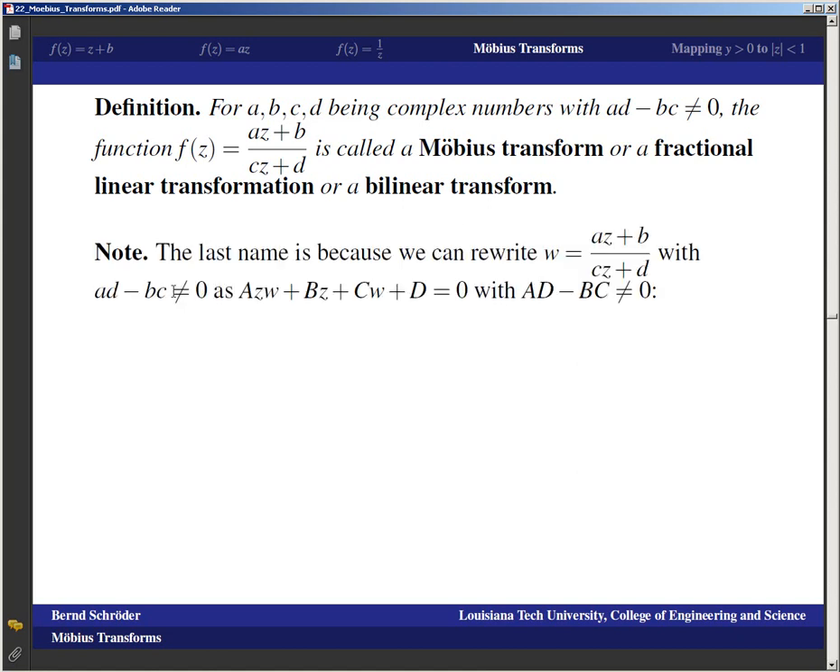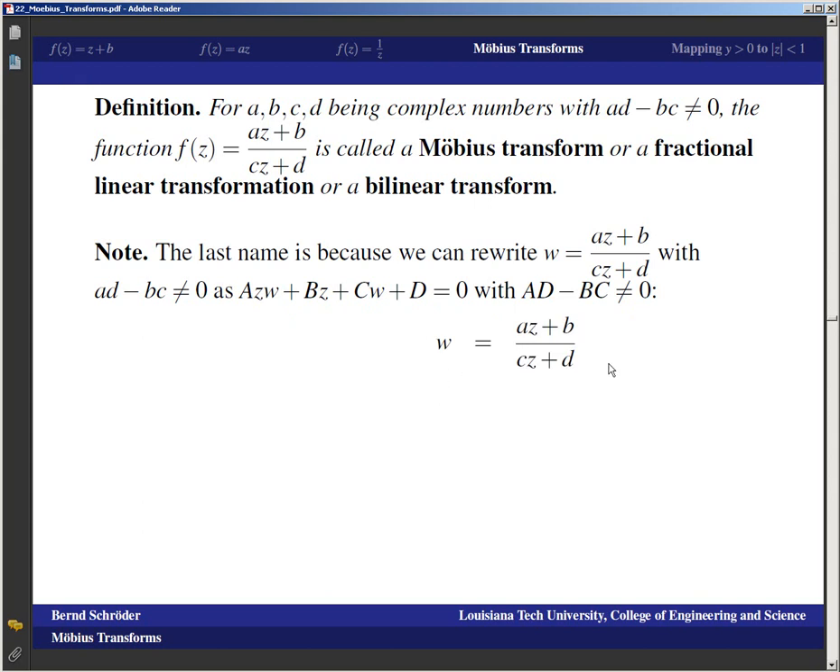Note, the last name, the bilinear transform, is because we can rewrite w equals az plus b over cz plus d with ad minus bc not equal to 0 as azw plus bz plus cw plus d equals 0, where ad minus bc is not equal to 0. We're actually going to show that. But basically then this is something that is linear in z, it's linear in w, but it's not linear in both, so it's something that people then often call bilinear. Okay, how would that go?